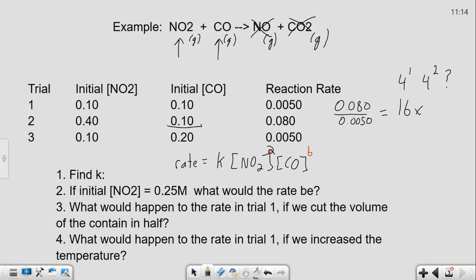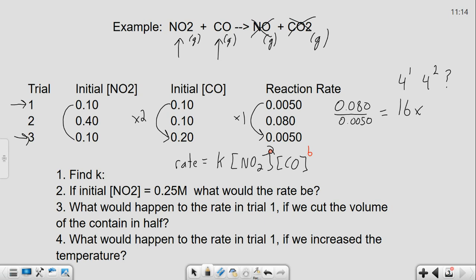Now I'm going to start again. I've got to do carbon monoxide. Which trials does nitrogen dioxide stay the same? Trial 1 and trial 3. They haven't changed, so nitrogen dioxide will not affect my reaction rate. Let's take a look at what happens to carbon monoxide. It goes from 0.1 to 0.2, so it goes up times 2. What happens to the reaction rate? Oh, it doesn't change at all. Times 1, there's no difference.